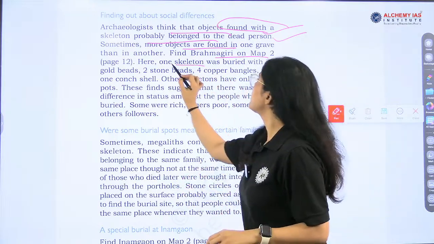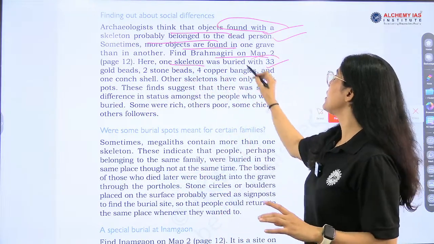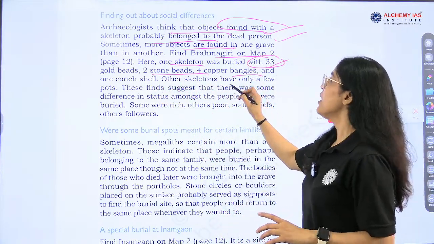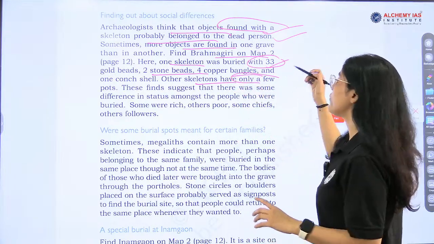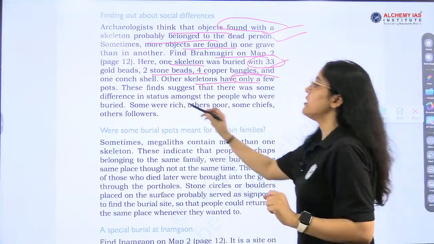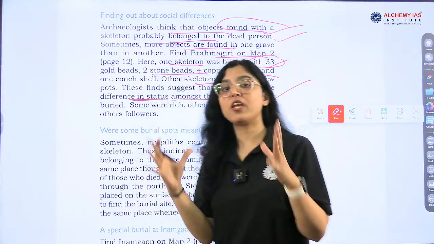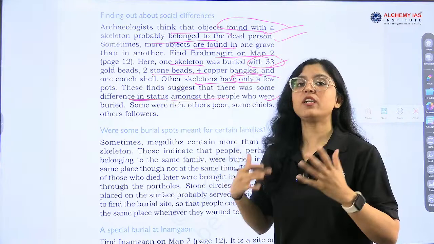One skeleton was buried with 33 gold beads, 2 stone beads, 4 copper bangles, while another skeleton had only a few pots. This suggests what? Difference in status among the buried, right? So there was this differentiation. Megalithic people had social differences.